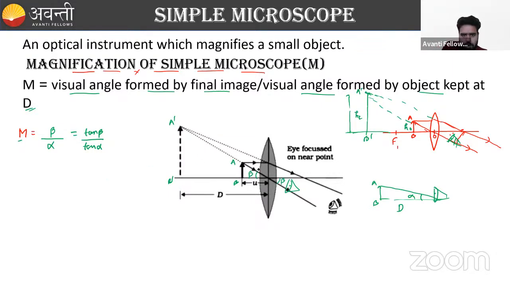So here, what is our tan beta, guys? In the larger triangle, tan beta is involved, and in the smaller triangle, tan beta is also involved. But we know the result in terms of the height of the object, which is common in both cases. So we are going to choose the smaller triangle. Here tan beta is nothing but, in triangle ABO, AB upon U.